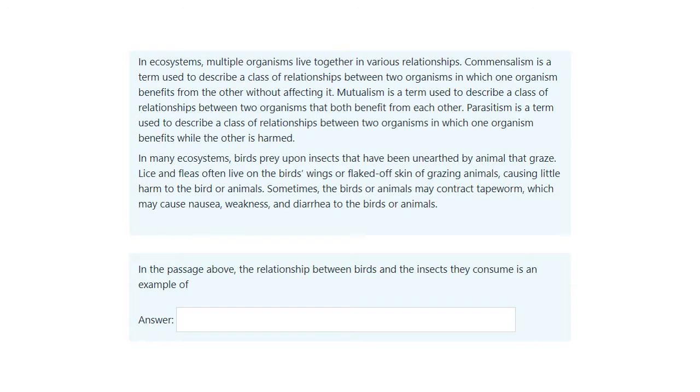In the passage above, the relationship between birds and the insects that they consume is an example of what? So in ecosystems, multiple organisms live together in various different relationships. Commensalism is a term used to describe a class of relationship between two organisms in which one organism benefits the other without affecting it.